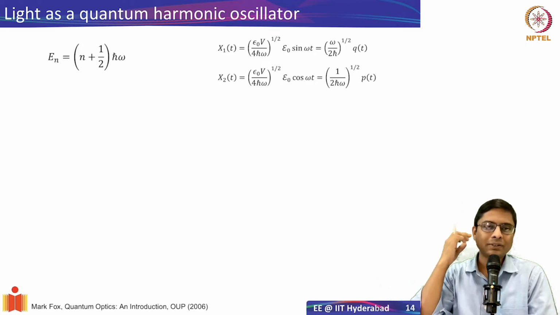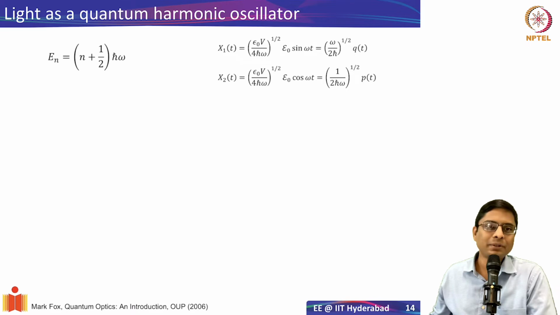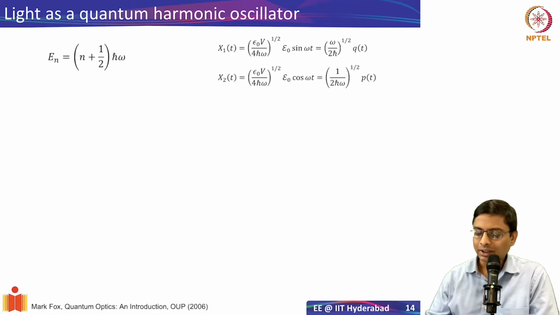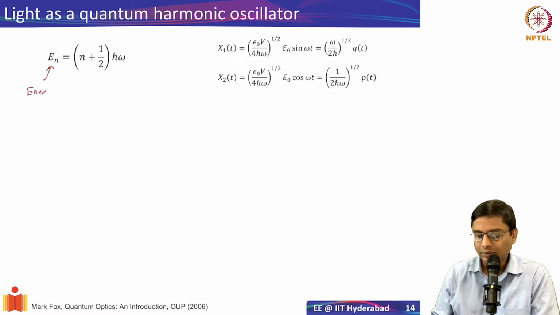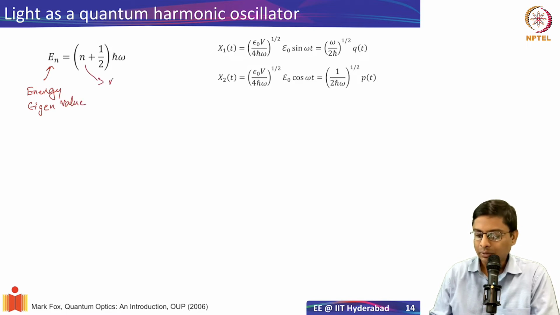To do that, we'll have to start with the treatment of light as a quantum harmonic oscillator. We won't really go through the derivation, but we'll give you the end result. If you go through the entire theory, it turns out that the energy eigenvalues of light treated as a harmonic oscillator will turn out to be this. En is the energy eigenvalue, and n here is the number of photons.